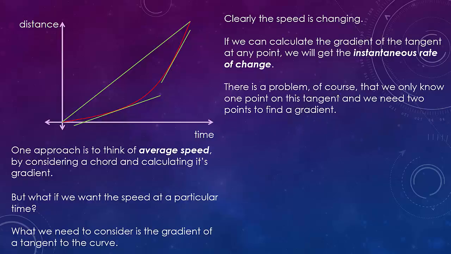There is a problem, of course, that we only know one point on this tangent. So if we're considering this tangent here, the only point we know is that one there. And we need 2 points in order to find a gradient, otherwise we can't get a rise over run. We're going to deal with that problem shortly. In fact, that problem is the whole heart of differential calculus.